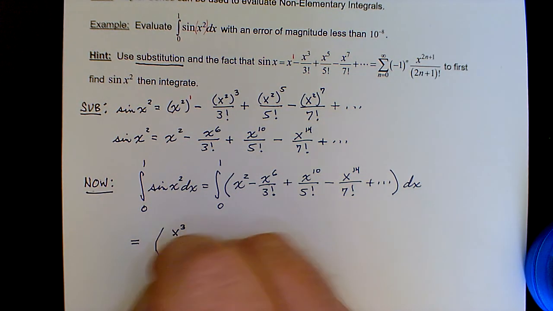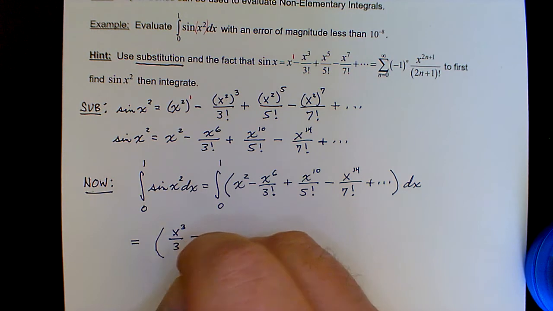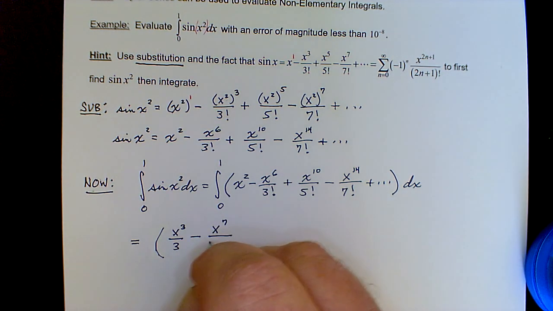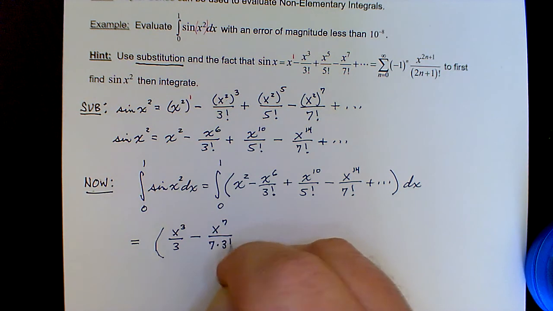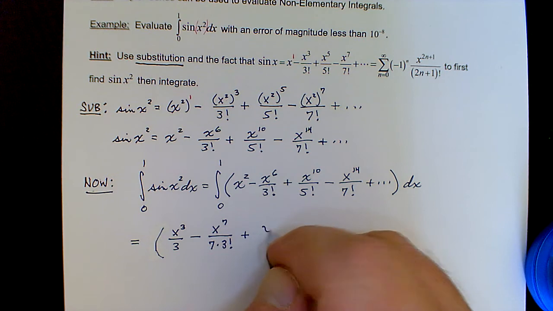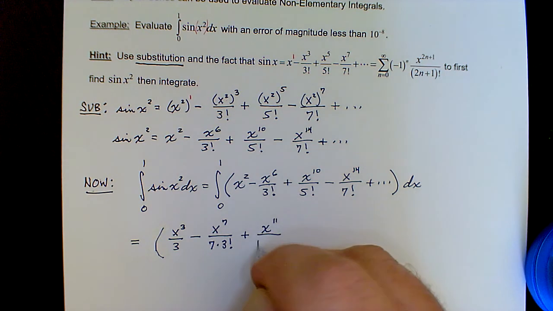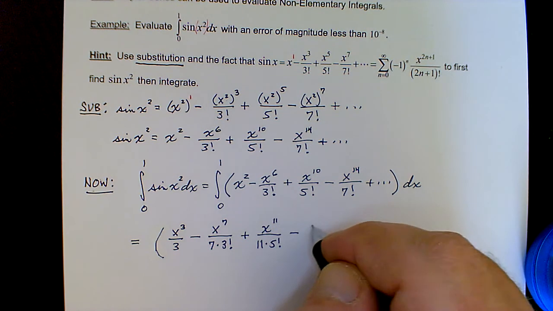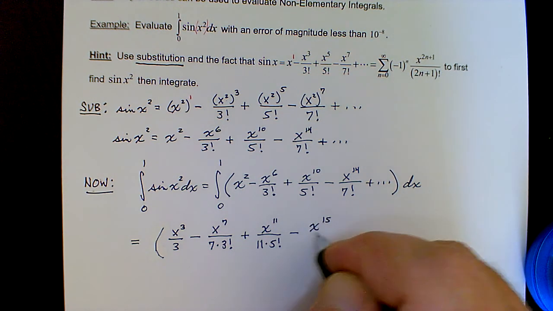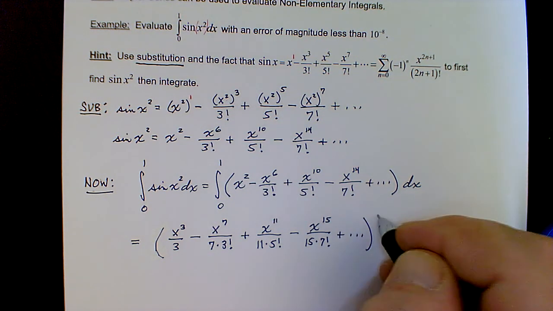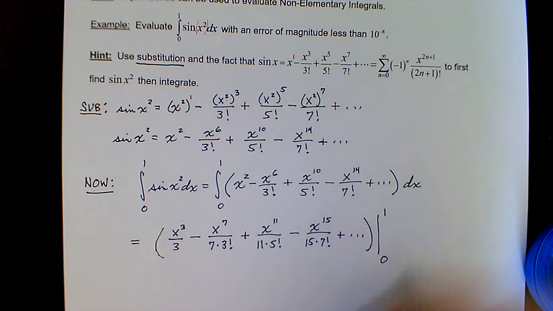It becomes x cubed over 3, minus x to the 6th integrates to be x to the 7th over 7, which now joins the 3 factorial, multiplied of course. X to the 10th integrates to be x to the 11th over 11, which joins the 5 factorial, minus x to the 14th integrates to be x to the 15th over 15, which joins the 7 factorial, and so on. That's all evaluated from 0 to 1.